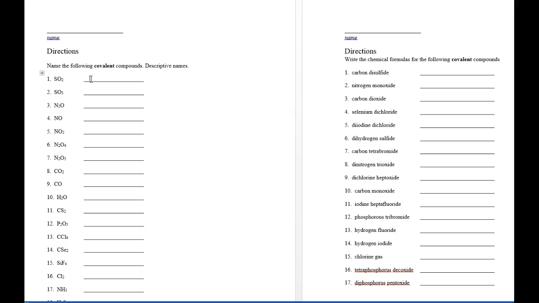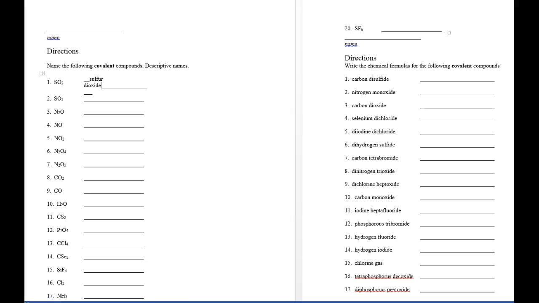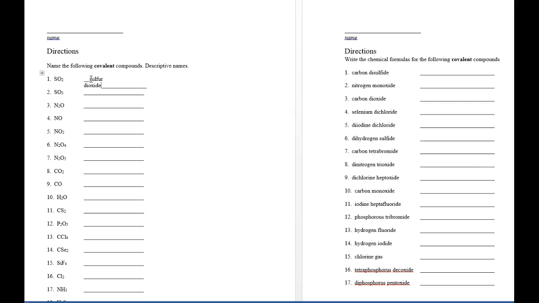Okay, so if we look at the very first one, when we're naming a covalent compound, we name the first element, right? So that's sulfur. And then what's the second one? Dioxide. There you go. Okay, so when we go to the second one, we still name the first one exactly the same, right? Now what is it? Trioxide. So there's no big mystery to this at all.